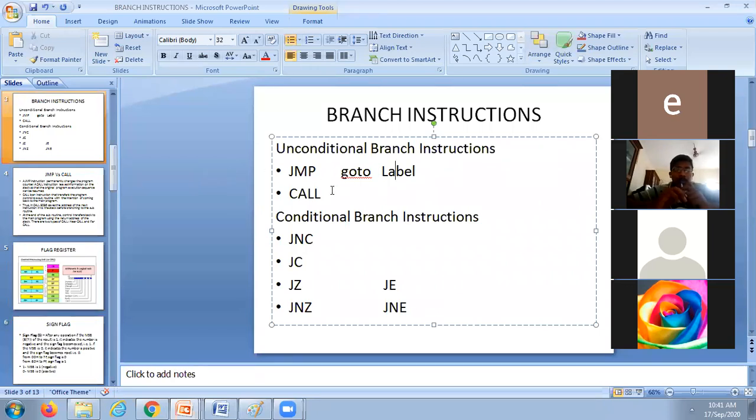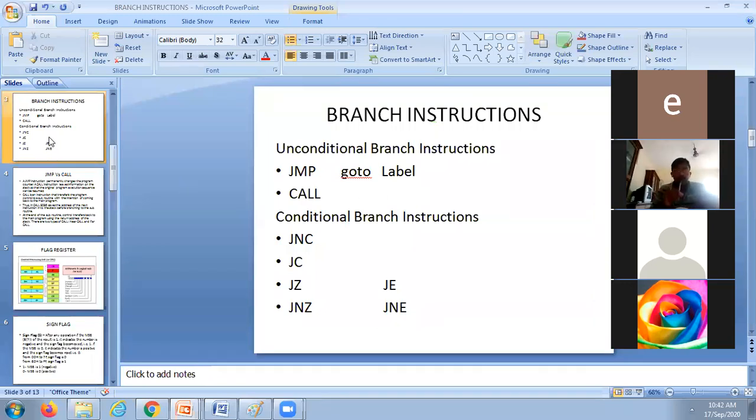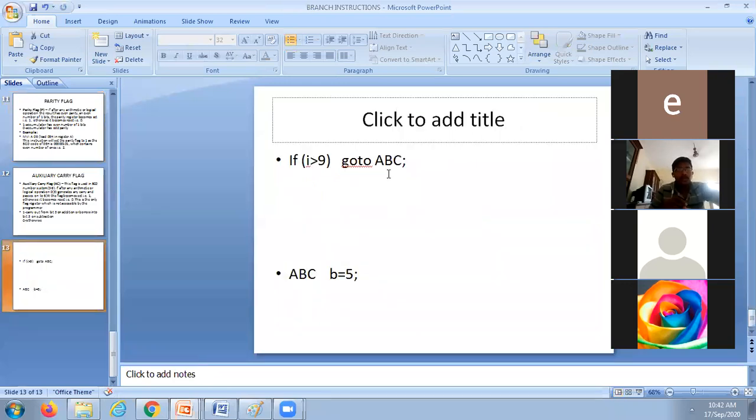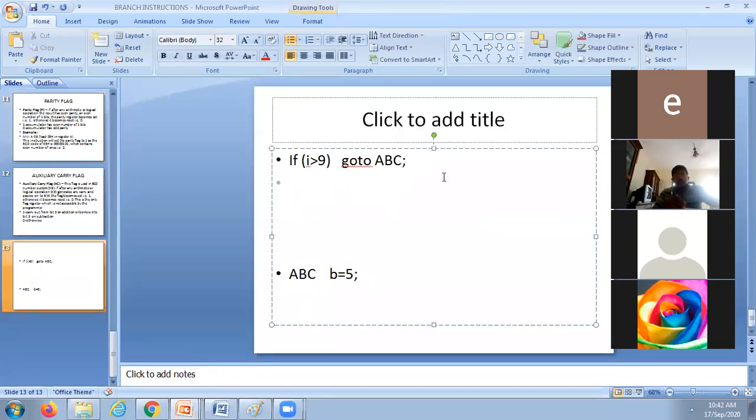Then again the call. Call is also an unconditional branch instruction. There are two unconditional branch instructions: JMP and call. But what is the difference between jump and call? Both are unconditional instructions. This is like a jump example.